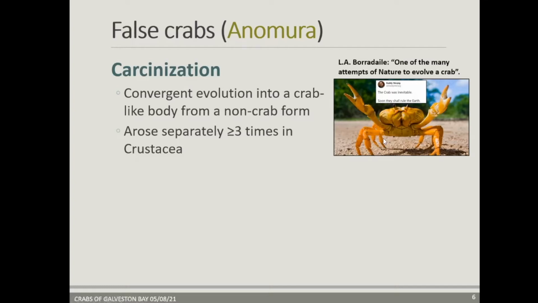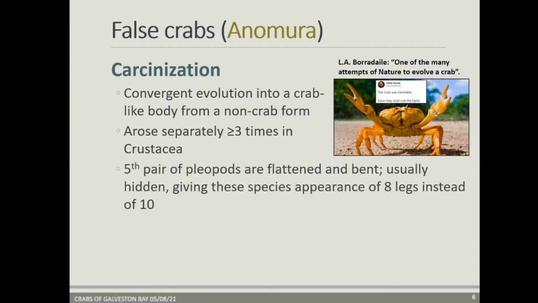And I found this on the internet. The crab was inevitable, soon they shall rule the earth, because it seems that a lot of crustaceans want to take on the crab form. I'm using want like they had a decision in this, but they're evolving to the crab form because it's so successful. The genetics tells us that this crab form has risen at least 3 times in the crustacea, and all of them are now lumped in the Anomura. And that may be why this is such a diverse group, because they come from different areas of crustacea.